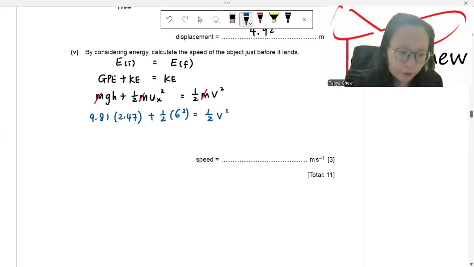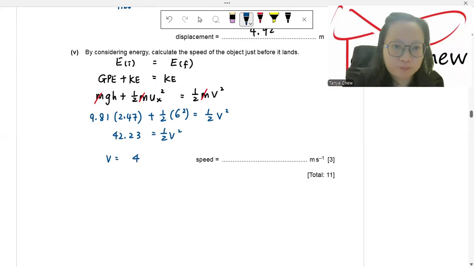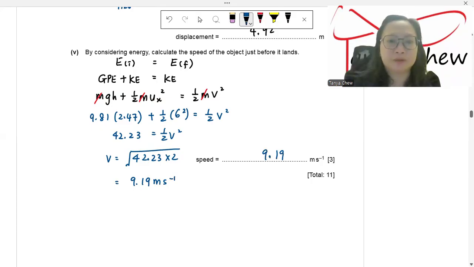Work it up. So I have 42.23 is equal to half v squared. v is equal to 42.23 times 2 and square root the answer. And I got 9.19 meter per second. So 9.19 meter per second is the speed of the object just before it lands.